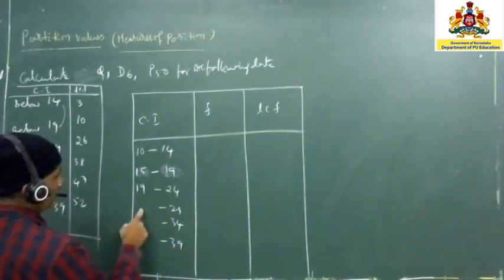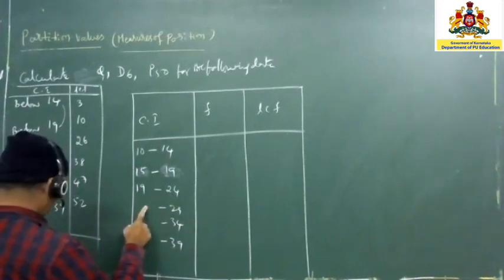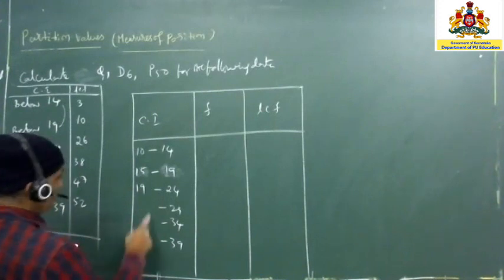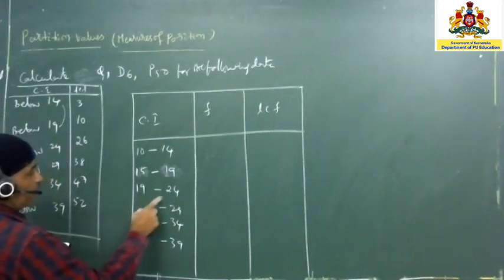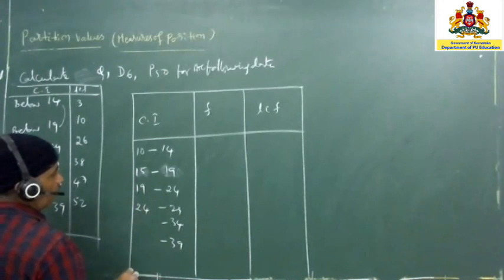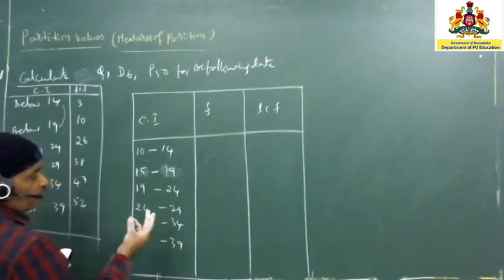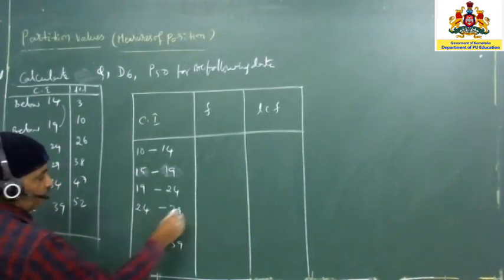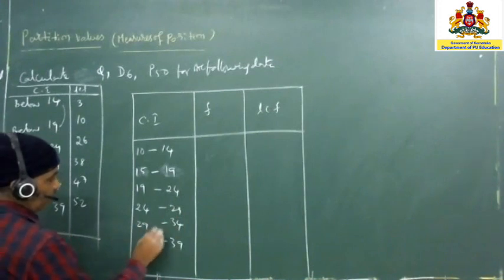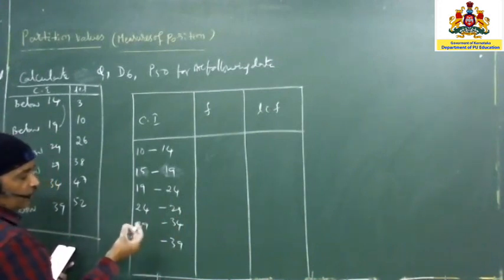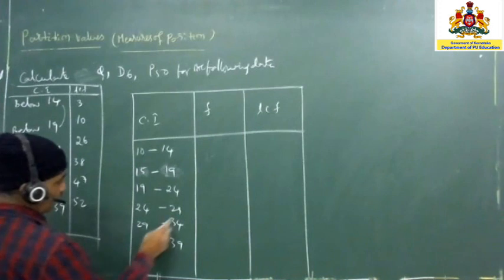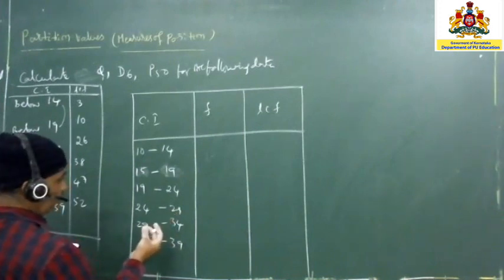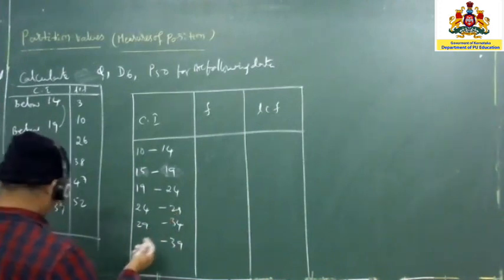So what is this? You can make it 5 less. What is the problem you are going to get here? So it is going to be 24. Okay. So 24, 25, 26, 27, 28, 29. Now here 29. So 29, 30, 31, 32. Sorry, this is 24, 25, 26, 27, 28. You are going to get it.